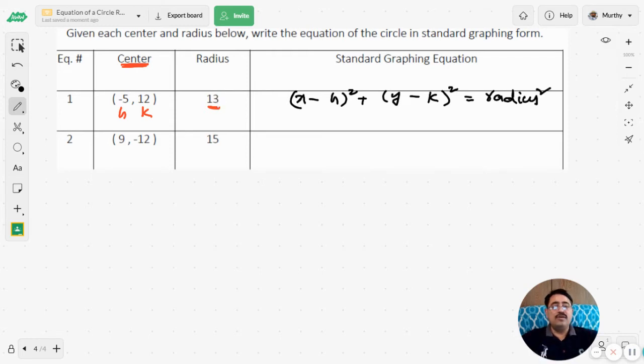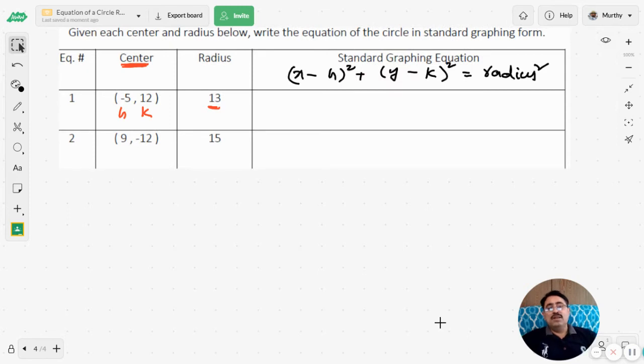Let me try to move a little up. Well, now you know that x is the same minus what is h value here? I see that the value of h is negative 5. So you have to be a little careful. Sometimes there may be double negative signs like this. Okay? Plus y subtract what is k value?